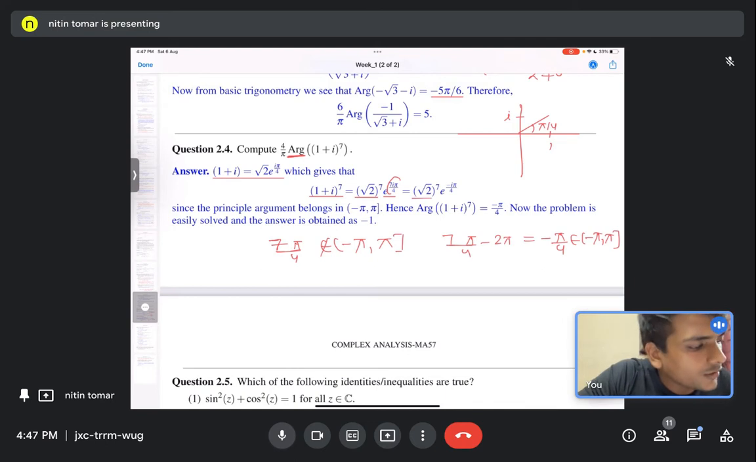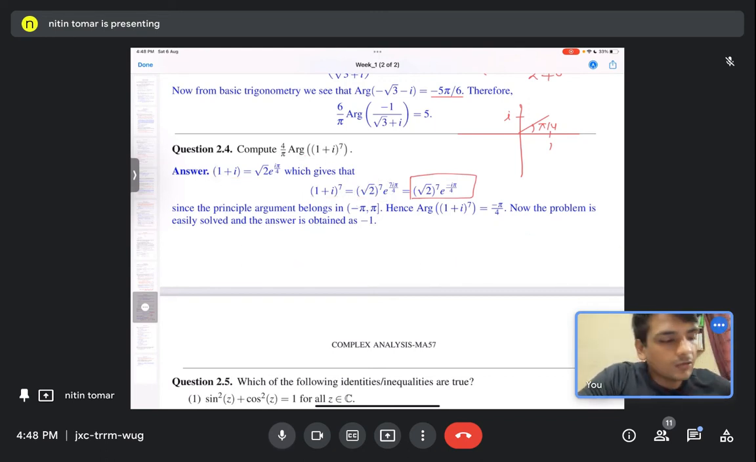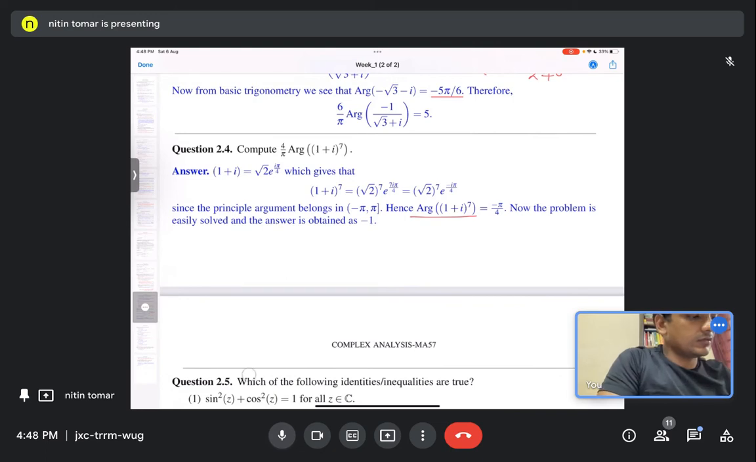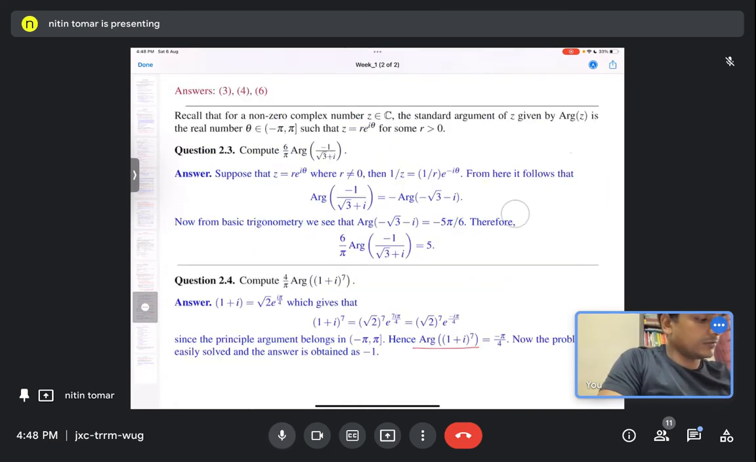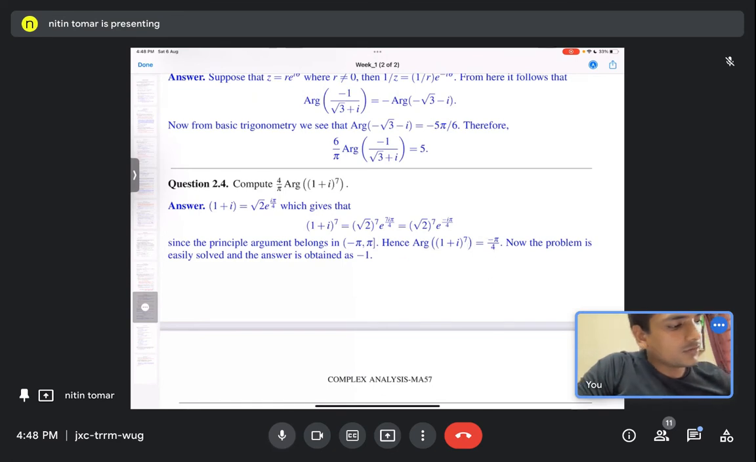So in polar form with the proper principal argument, (1 plus iota) to the 7 is root 2 power 7 e power minus iota pi by 4. So the principal argument of (1 plus iota) to the 7 is minus pi by 4. Okay, just a minute. So if you put minus pi by 4 here, your answer will be minus 1, because pi and 4 will cancel out and only the minus will remain. So the final answer is minus 1.